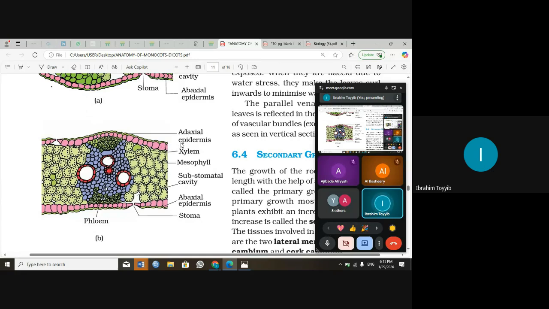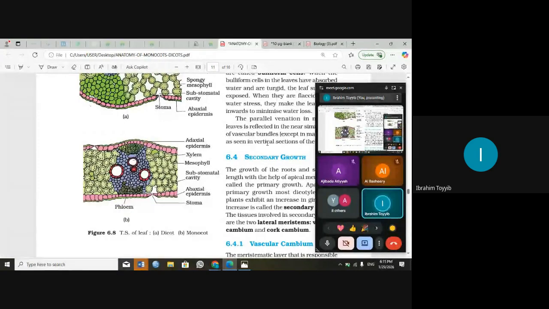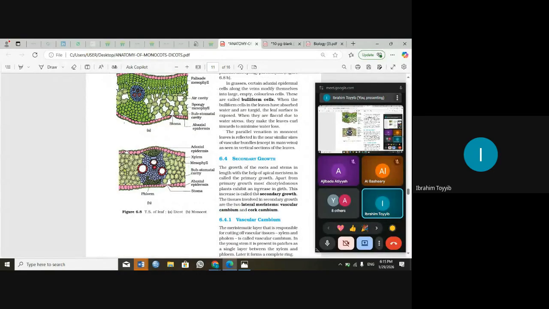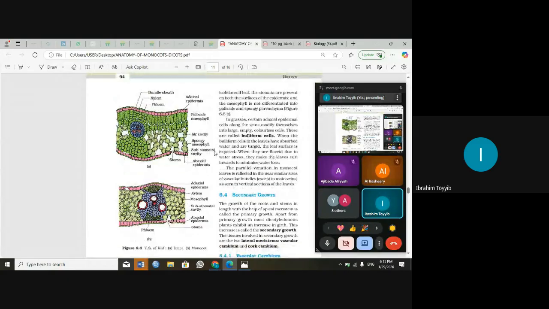Here is the upper epidermis. Here is the lower epidermis. We still have the stoma. The gap between here is the stoma and the substomatal cavity. We have the mesophyll. So we have the mesophyll here. So I think you've noted it now. You've noted the two structures, the dicot leaf and the monocot leaf.